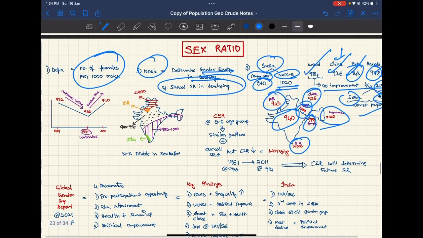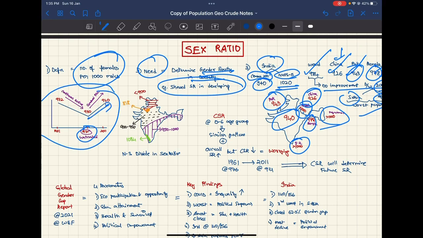So this is India's sex ratio. 1971 is a watershed year since when we are seeing the decline in sex ratio, and there's a north-south divide in sex ratio with Kerala performing good and Haryana, Delhi performing very badly. We have also the child sex ratio.